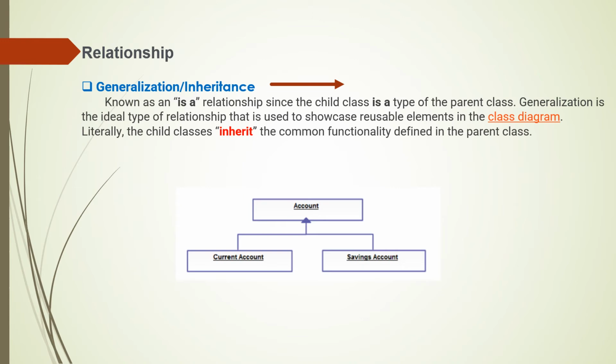There are different relationships in a class diagram. One of these is the generalization or inheritance, known as an is-a relationship since the child class is a type of the parent class. Generalization is the ideal type of relationship used to showcase reusable elements in the class diagram. Literally, the child classes inherit the common functionality defined in the parent class.